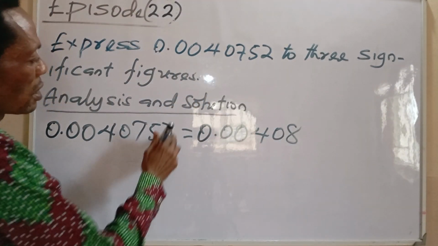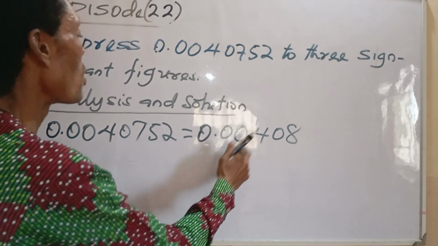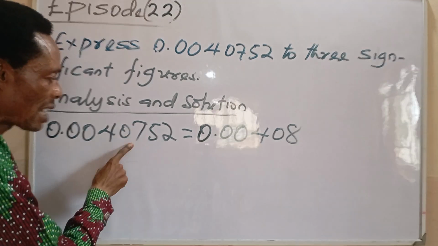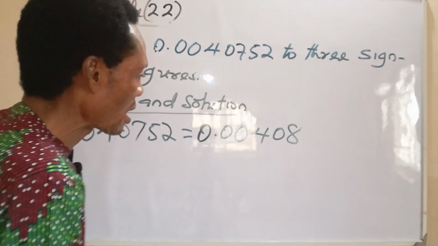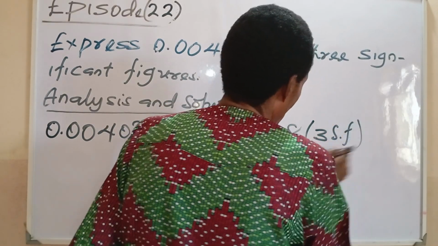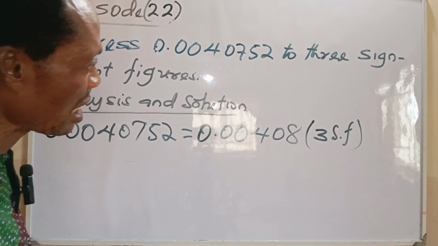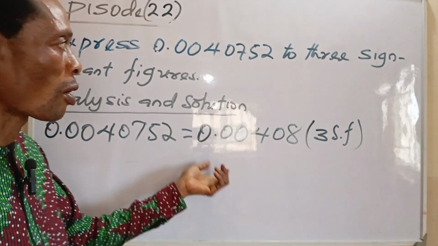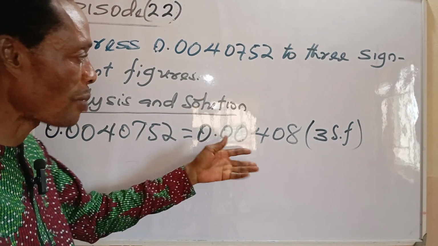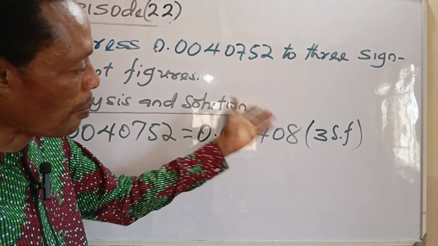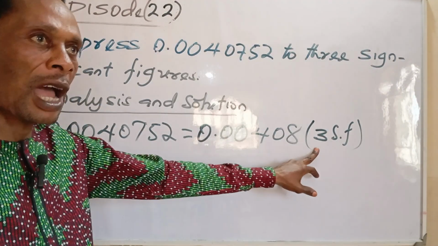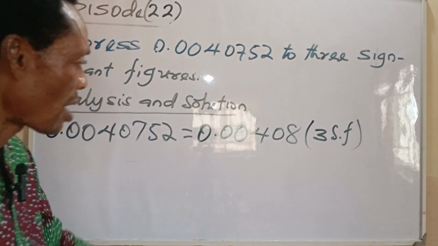Okay, so that is 0.00408 because we have rounded it up. We have considered 5 to be 1. We added it to 7. It becomes 8. So at the end, you must attach 3 significant figures to show that it's a significant figure that you have expressed it to. Because as I told us, you can equally approximate it to other decimal places, apart from a significant figure. But what we are required here is a significant figure, and that is why we have to indicate it here. 3 significant figures, and that is all to this.